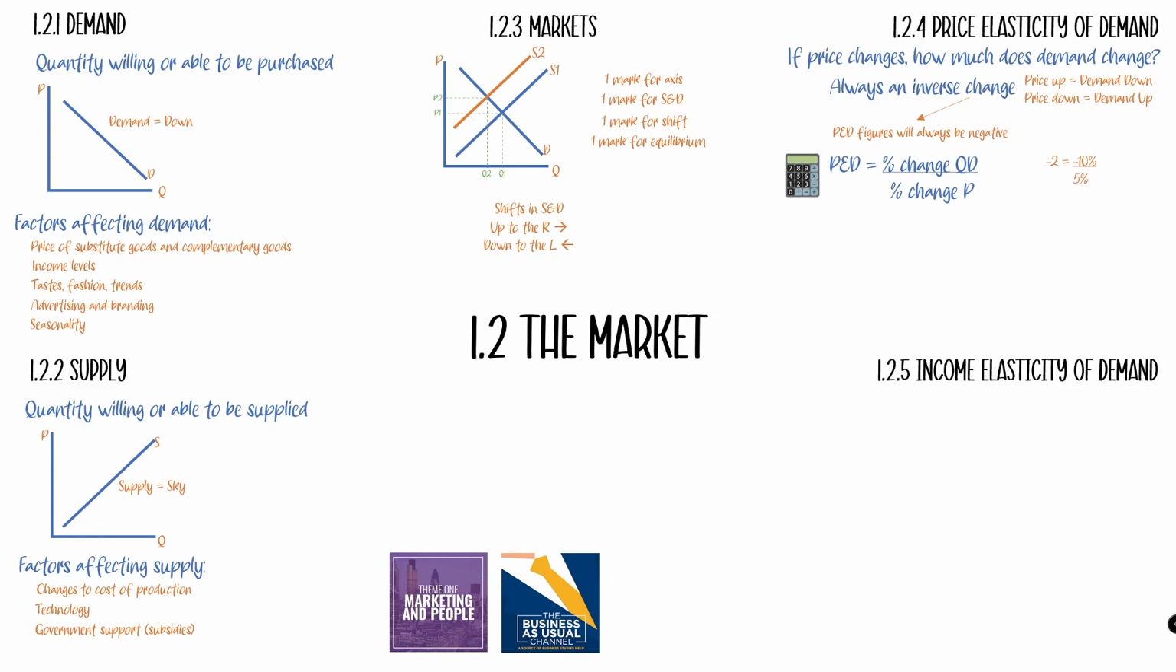So an example here would be if we had a percentage change of quantity demand of minus 10%, that would be as a result of a 5% increase in price. So if price is increased by 5%, we would see demand drop by 10%. That suggests a price elasticity of demand of minus 2. And what that minus 2 means is that for every 1% price changes, demand changes by 2% in the opposite direction.